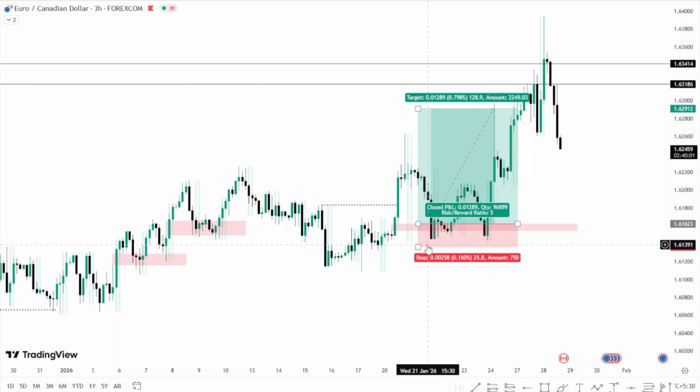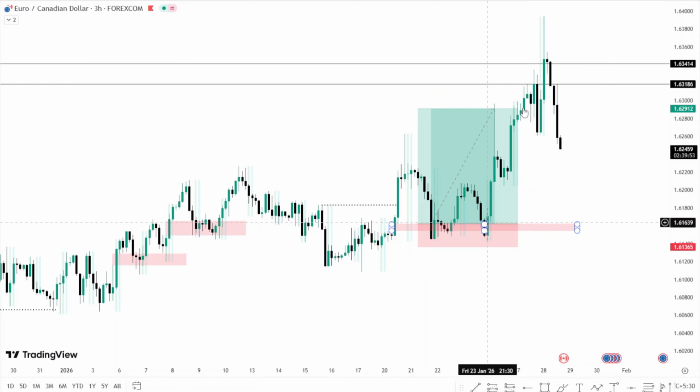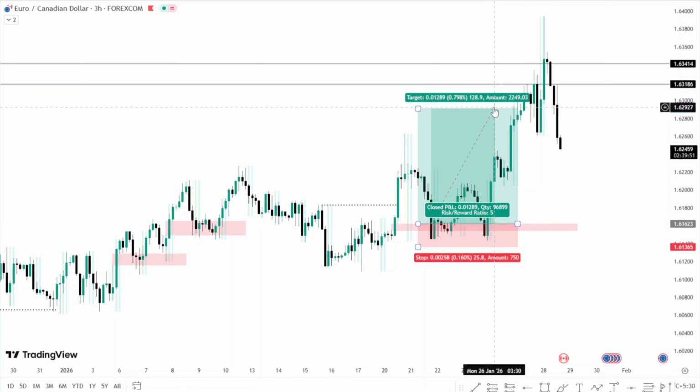And since it's a risky entry, I didn't take my usual lot size. I reduced the lot size. And that's how I got this entry. And you can see the price went up and I got my target right over here.